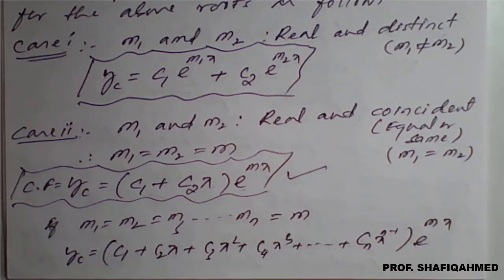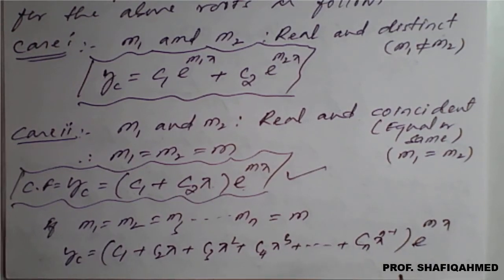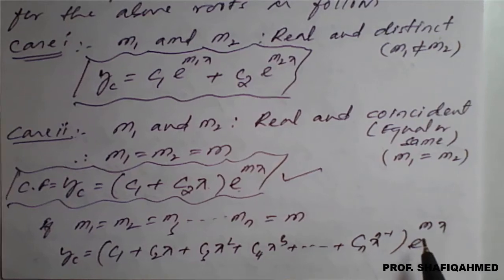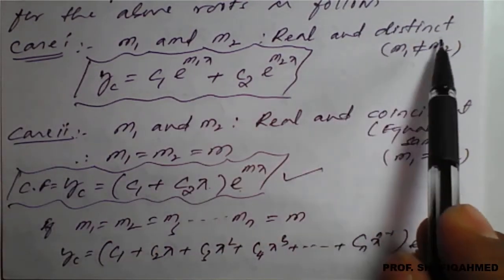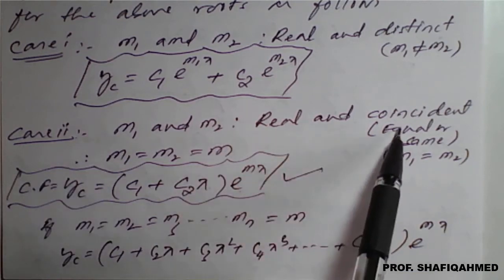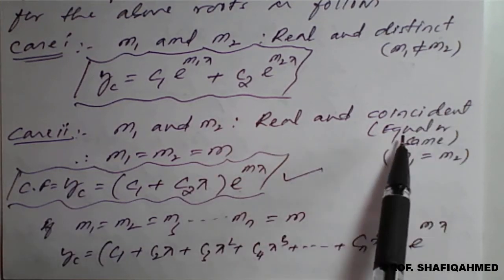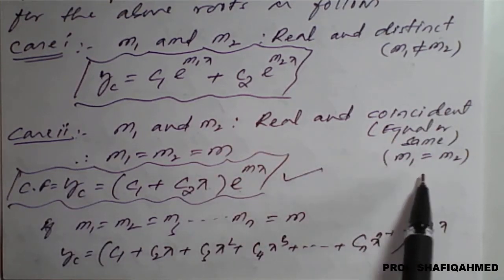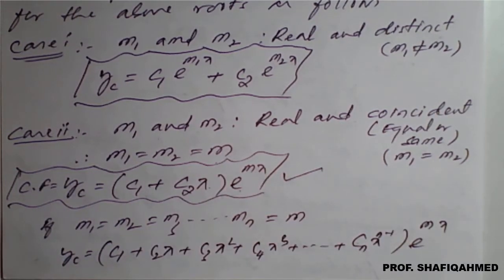So preferably you have to remember this, and this is for the general case. So that was case number 1 and case number 2. When roots are real and distinct, we write it one way. If roots are real but coincident, meaning equal or the same, at that time we need to go this way. Next, case number 3: if the roots are complex, we'll see now how to get the complementary function.